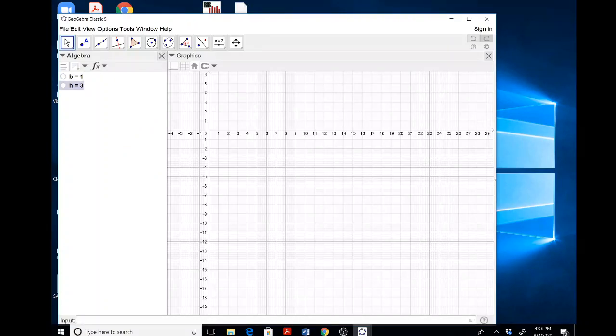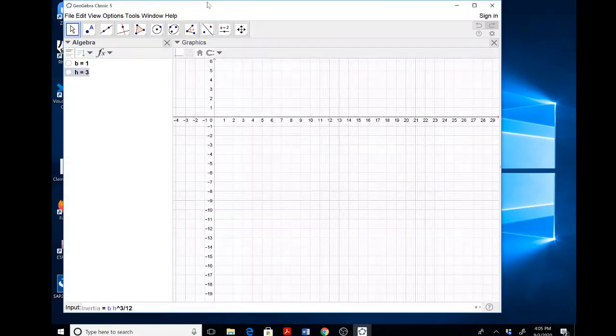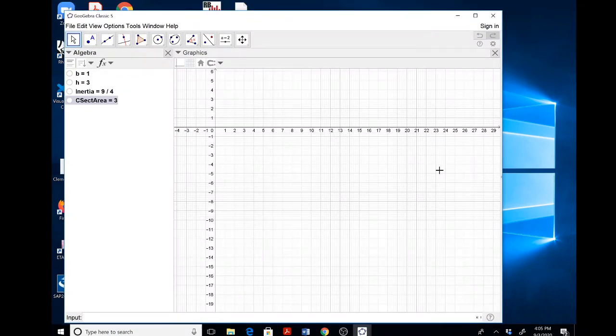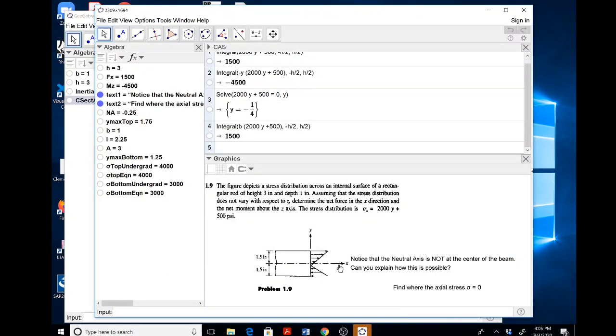We'll need the moment of inertia, of course. BH cubed over 12. We'll need this cross-sectional area. And that's a good start for us, I think.